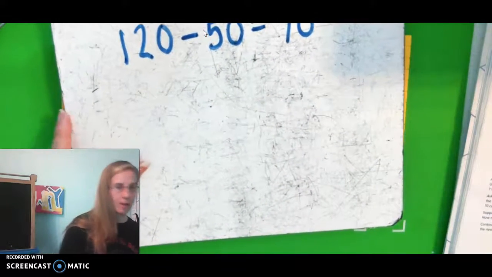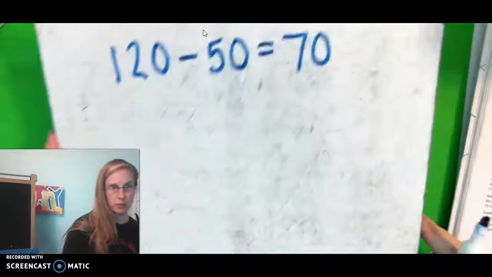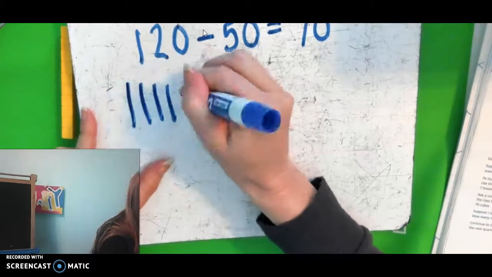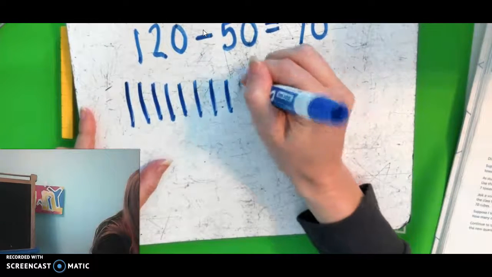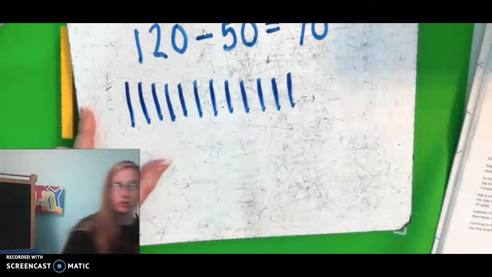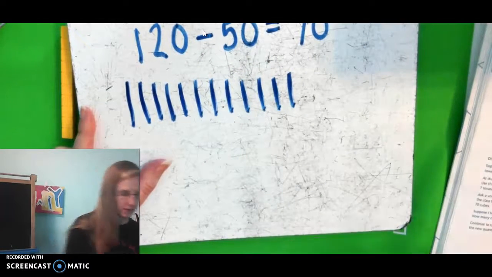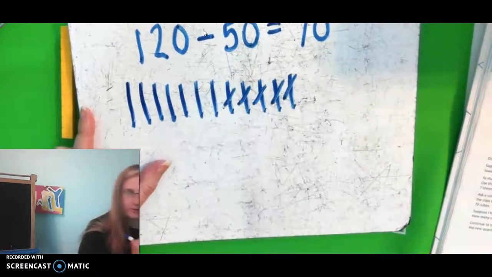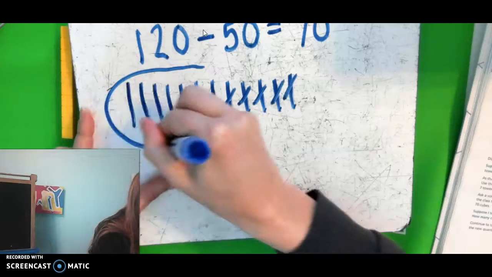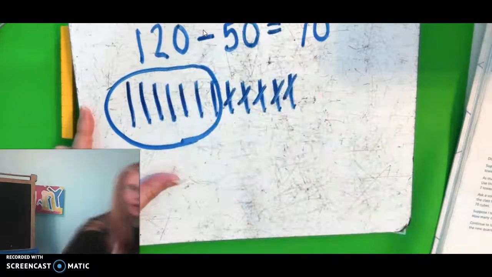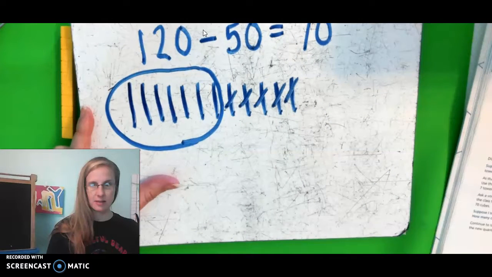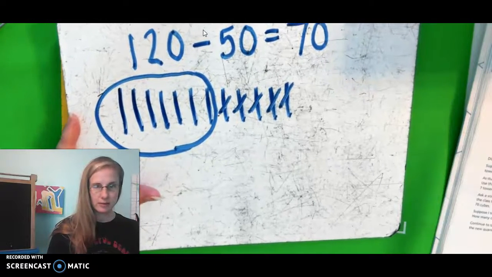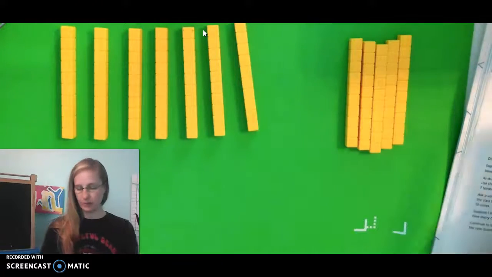And if I were drawing that model on my paper, because I don't have Miss Ward's Unbreakable 10 sticks, then I could have started by drawing 5, 6, 7, 8, 9, 10, 11, 12 towers of 10, and crossing out 1, 2, 3, 4, 5 of them, and counting the 7 that remained. That would be a perfect model if that's something you wanted to use. Okay, let's do another one together.